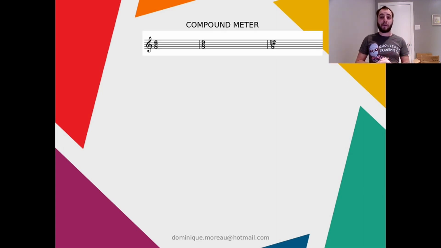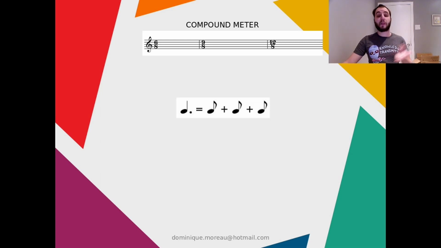So examples of compound meters, 6/8, 9/8, 12/8, you might be like, I've seen this before, and you probably did. Now if we go back to the way I explained time signatures, the first one would be 6 beats of 8th notes. But in practice, 6/8 is not usually 6 beats worth 8th notes. It's usually 2 beats, and they're each worth a dotted quarter. You might know this, dotted quarter equals 3 8th notes.